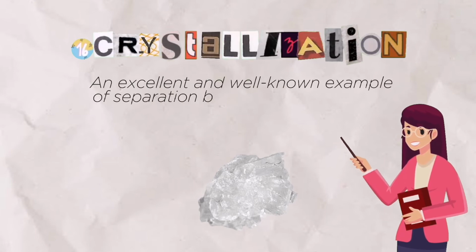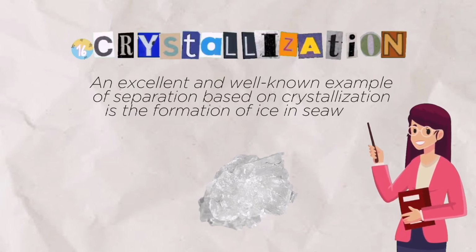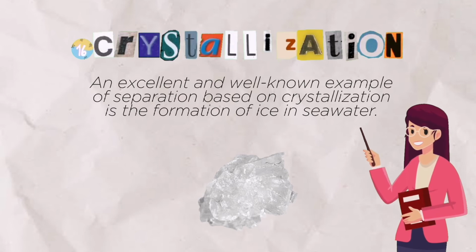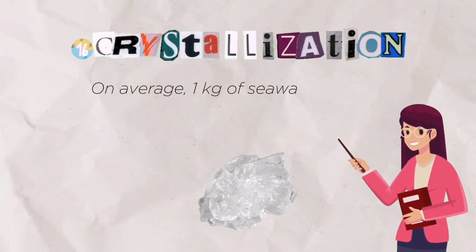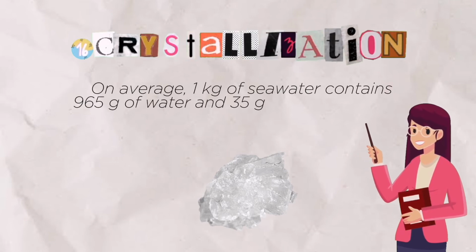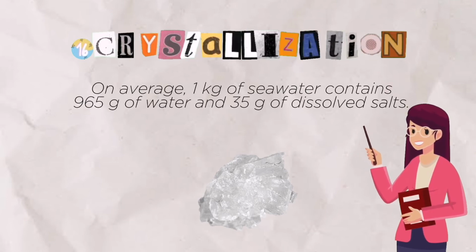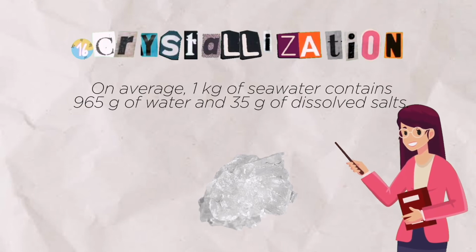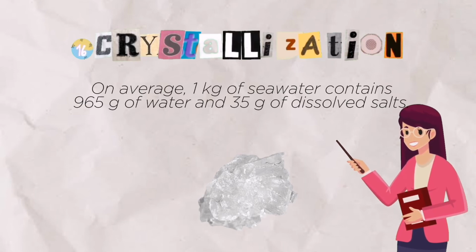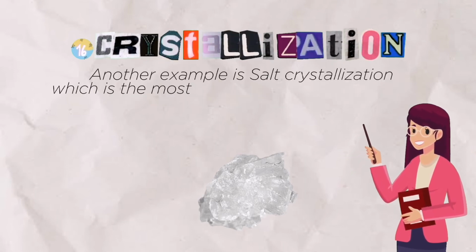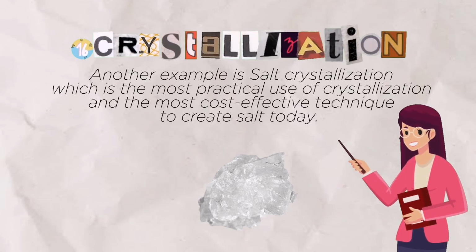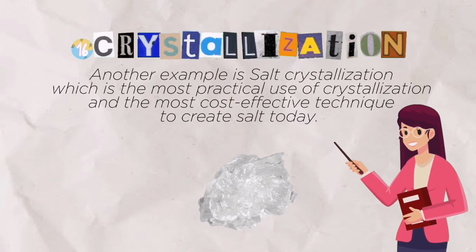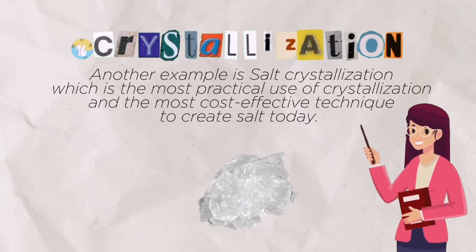An excellent and well-known example of separation based on crystallization is the formation of ice in seawater. An average 1 kg of seawater contains 965 grams of water and 35 grams of dissolved salts. Another example is salt crystallization, which is the most practical use of crystallization and the most cost-effective technique to create salt today.